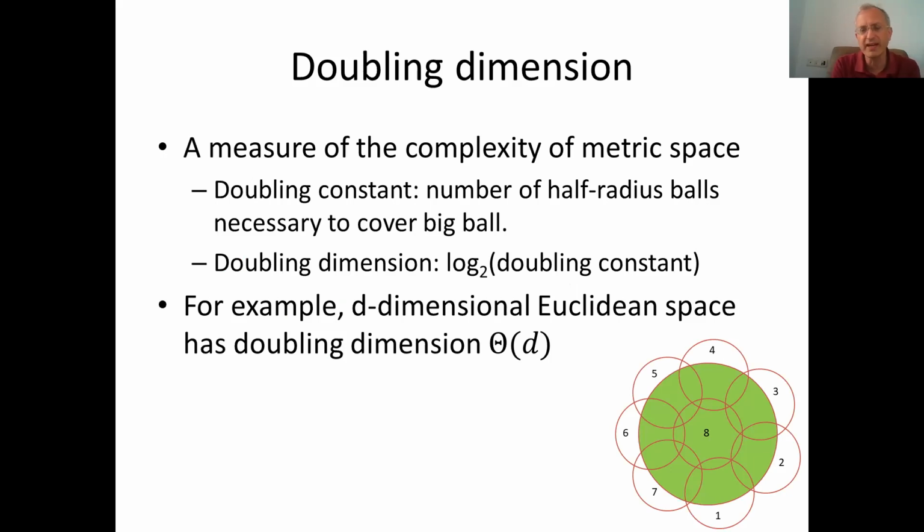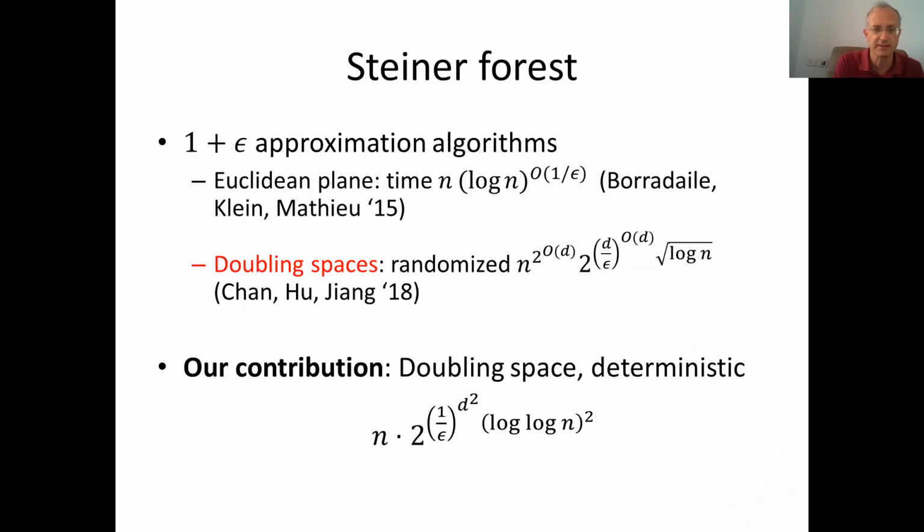You have a ball with a certain radius. How many balls of half the radius does it take to cover the big ball? And this is a way of measuring a metric space in general. d-dimensional Euclidean spaces have doubling dimension Theta(d). So the notion of doubling dimension can be seen as an extension of Euclidean dimension to non-Euclidean spaces. Okay, so we recalled the 1 plus epsilon approximation algorithms for the Euclidean plane and for doubling spaces.